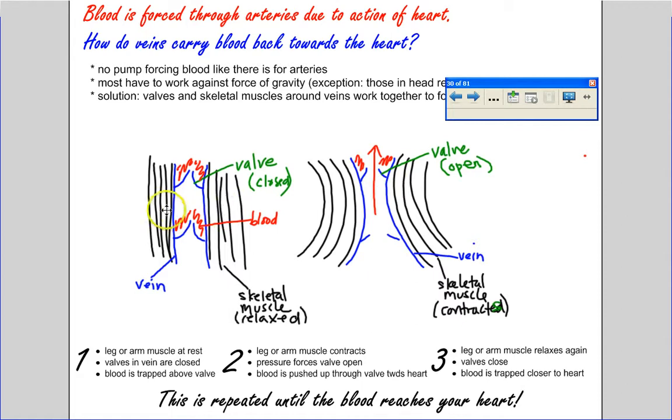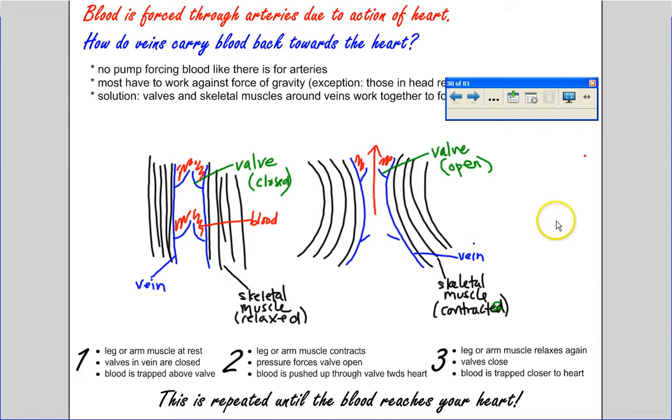And then when it relaxes again, so when your muscle goes back to like this first diagram, I really should have drawn another one, which would have made more sense. Okay? When it relaxes again, then the valves will close, and the blood is going to be trapped up higher towards your heart. So if you were more complete with your diagram, then I would have a third one here showing, okay, this blood has moved up higher and it's trapped higher, because that's what makes more sense.